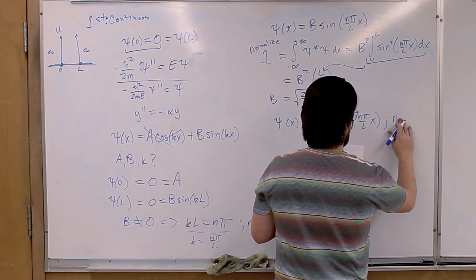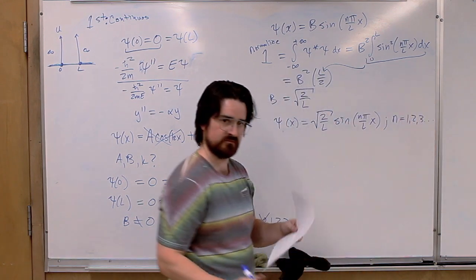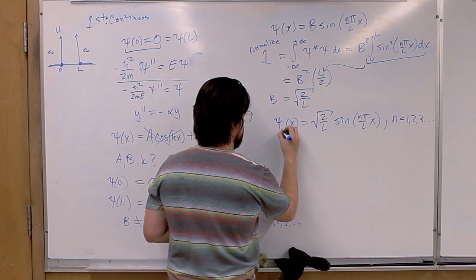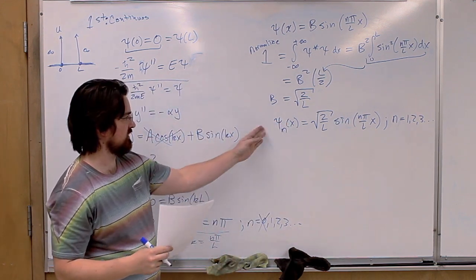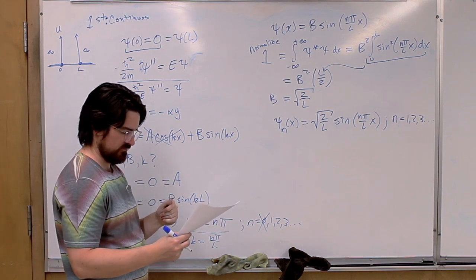And remember, n couldn't be 0, but it could be 1, 2, 3, it could be all those things. And since it's now indexed by n, we will generally write a little sub n there to indicate that there's different wave functions depending on that n value that you choose.